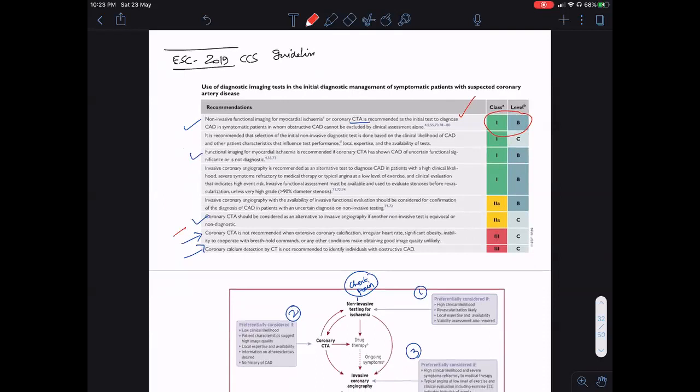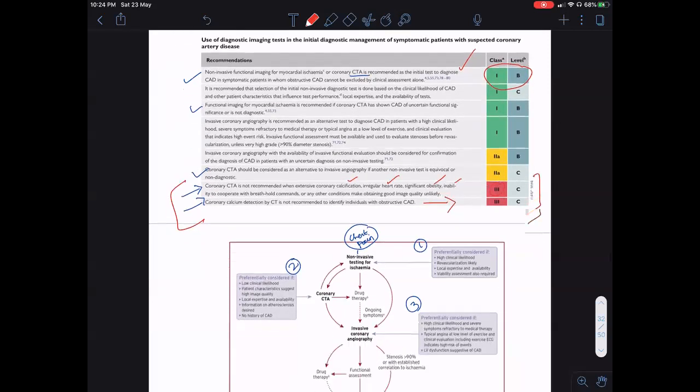Also, CT is not supposed to be used, I mean, we all know this, but just briefly, when the patients have extensive calcification, when the heart rate is irregular, obese patients, breath holding is not possible, or any other comorbidity. That is a class 3. And coronary artery calcium obviously cannot be used to diagnose coronary artery disease. It can only be used as a risk factor. So this is something we have to understand.